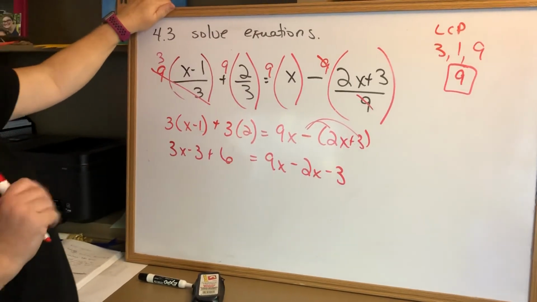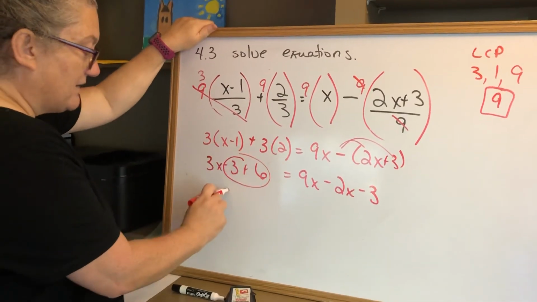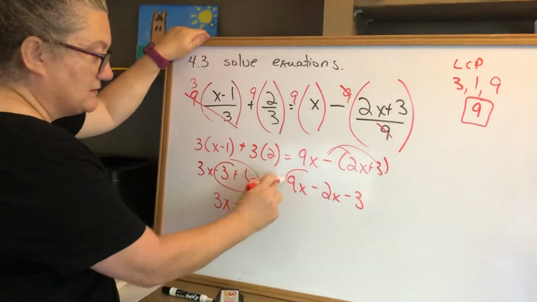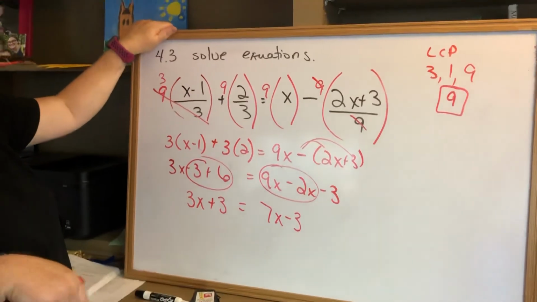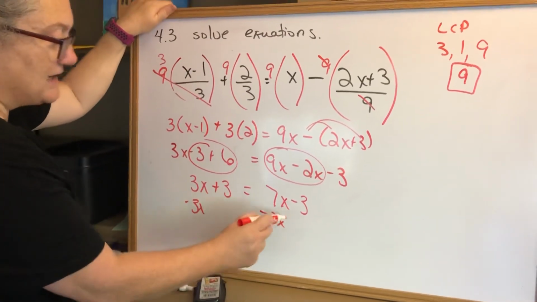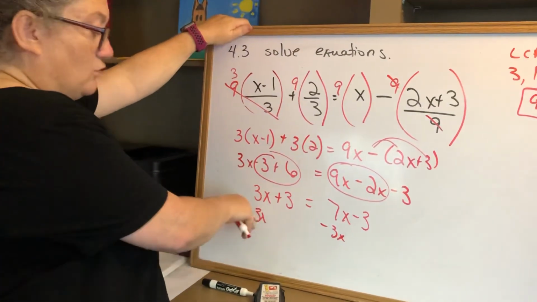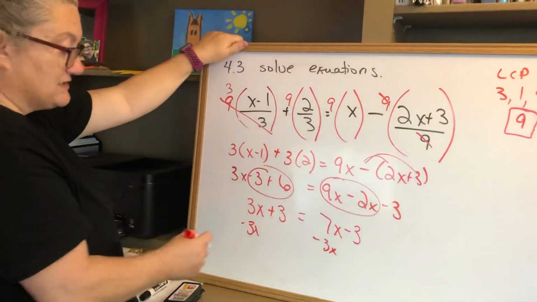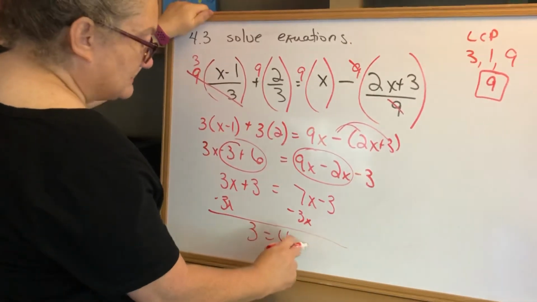Now I can combine like terms. We have 3x plus 3 equals 7x minus 3. I want to get my x's on one side, non-x's on the other. So I'm going to subtract 3x here. It does not matter which x you move or subtract. You just might have a positive or a negative side. So I tend to move the smaller variable just so that I'm dealing with positive numbers. But that's not always possible either. So then we have 3 equals 4x minus 3.